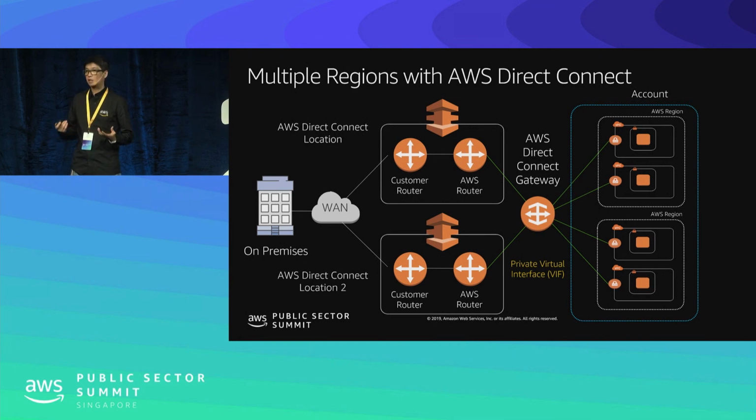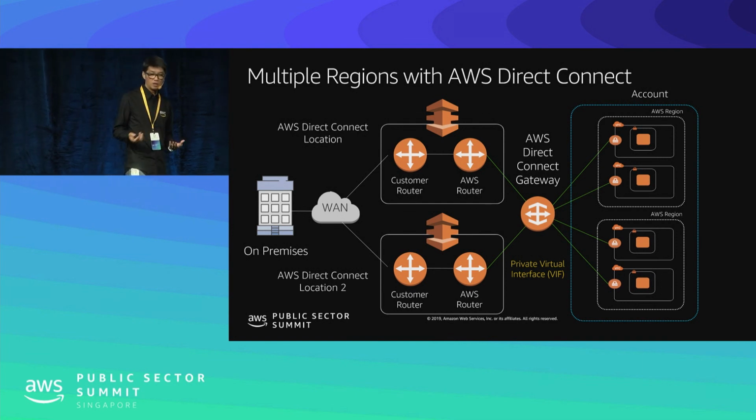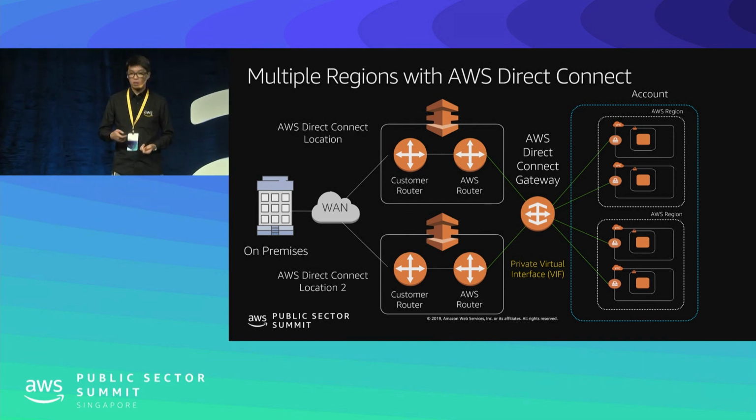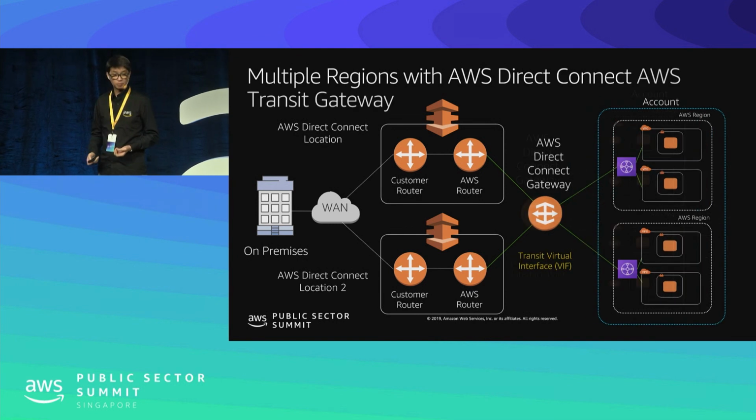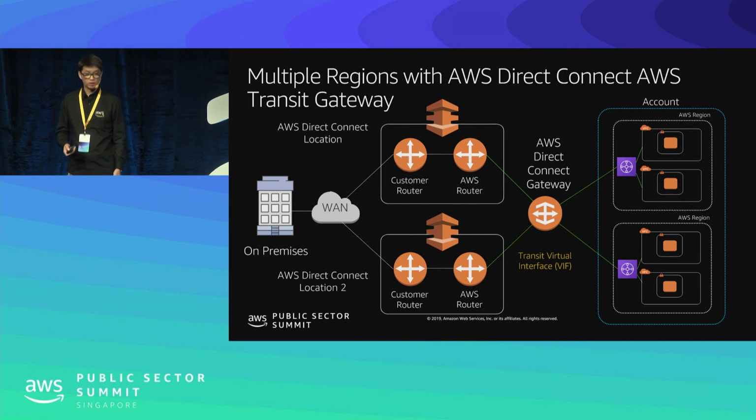You could have a highly redundant application that you deploy across regions, leveraging DynamoDB global tables or Aurora multi-master. You can actually leverage this connectivity to deploy across multiple regions. Of course, in the future, Transit Gateway as well.